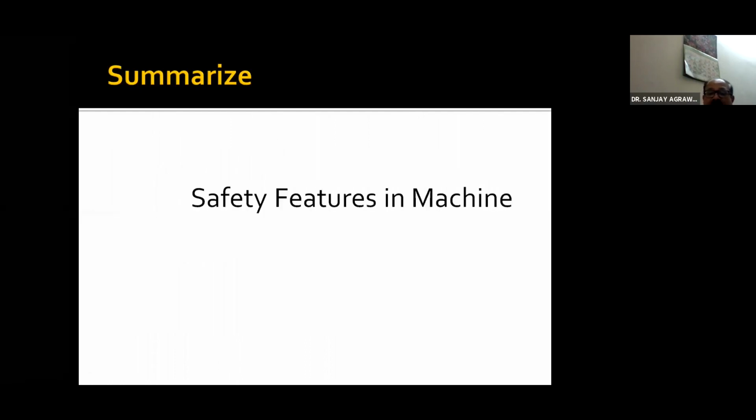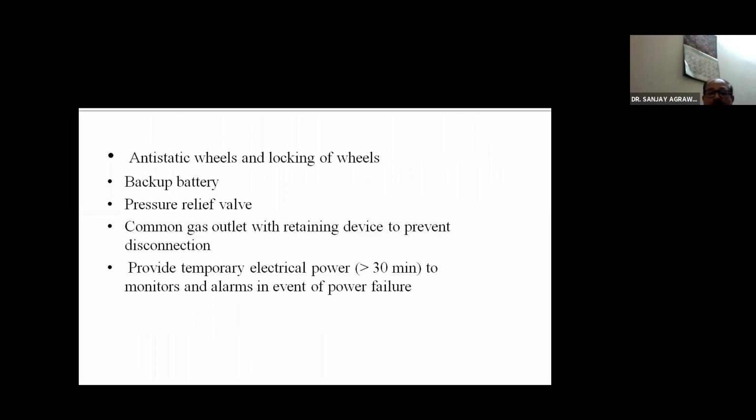The last thing is the safety devices in the machine. Some common safety devices in the machine are anti-static wheels and locking, backup battery, pressure relief valve, and a common gas outlet with retaining device to prevent disconnection. They provide temporary electrical supply greater than 30 minutes to monitor alarms in the event of power failure.